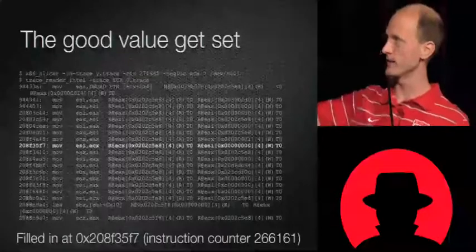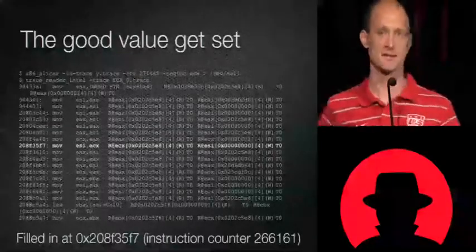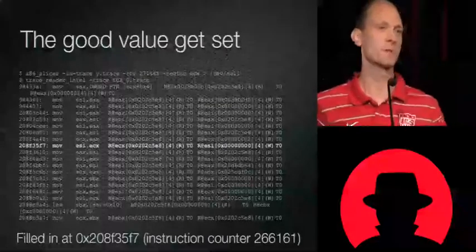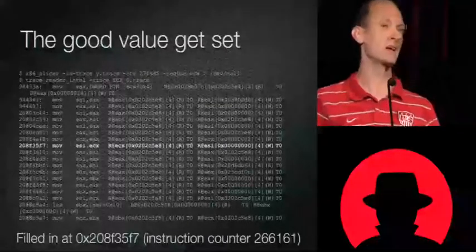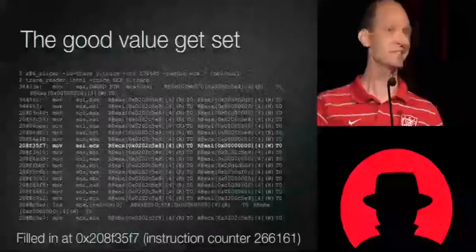And then likewise here, what I did was I sliced on that good value. In the good trace, I sliced on the good value. Where did the good value come from, right? Because it didn't happen in the bad file. So if I know where it got set, then I'll know why it didn't get set in the bad file.